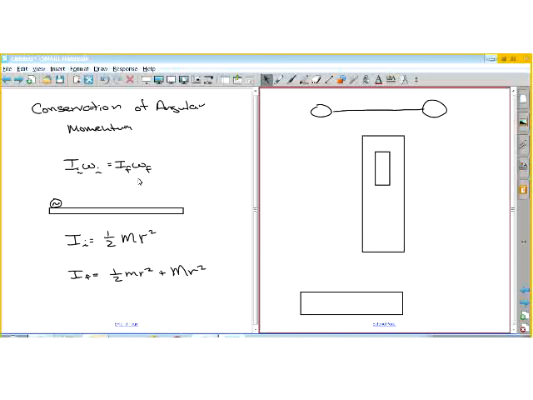And in all of them, you're going to solve for the final angular velocity by just taking this and dividing by that. So usually it's a matter of evaluating this difference in moment of inertia from the beginning to the end.